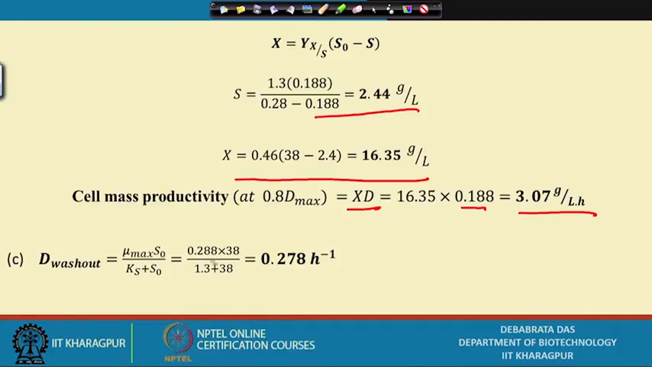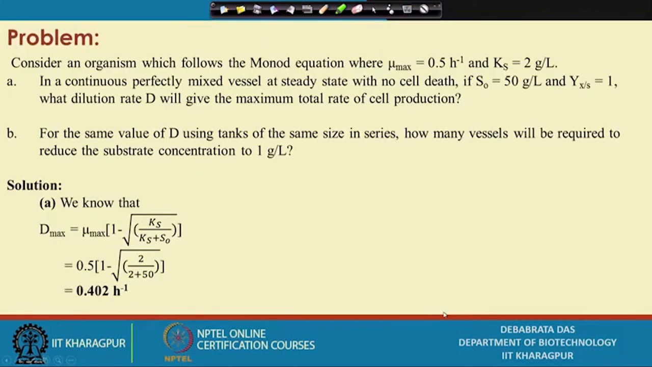Now, d washout, I told you that the initial substrate concentration is 38 grams per liter. If you put this value, then we will get the d washout value. So, this problem is a typical problem. I hope everybody can understand and can solve it by yourself.